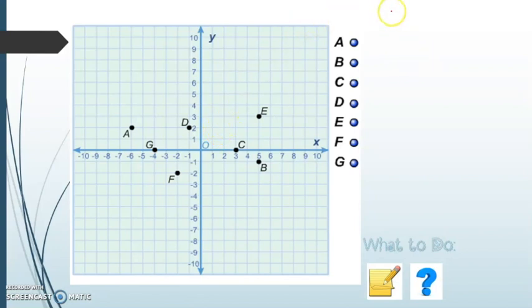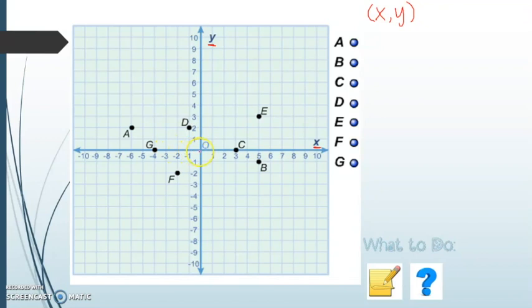Remember, for a coordinate or ordered pair, you start with your parentheses, then you put your value for the x coordinate, a comma, the value for the y coordinate, and then you close your parentheses. The x coordinate represents how many in what direction you go on the x-axis, and the y coordinate represents how many you go in what direction on the y-axis.